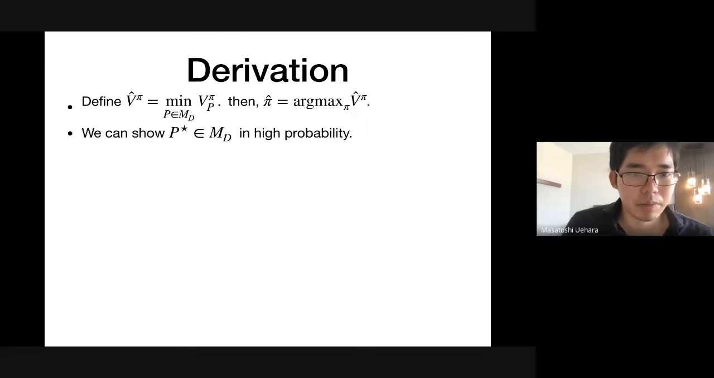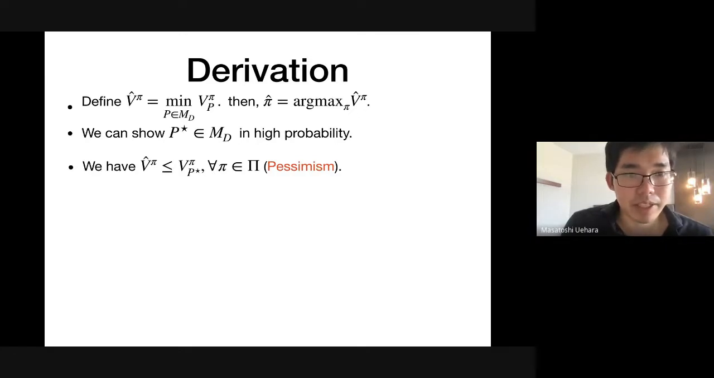And then we can show that the true transition dynamics is included in the constraint set with high probability. So this is basically saying that the policy value evaluation estimator is always pessimistic. Recall v pi p star is the policy value of pi under p star, so this is the true policy value for pi. And I'm saying that the policy value estimator is always smaller than this quantity. So this is the key equation.